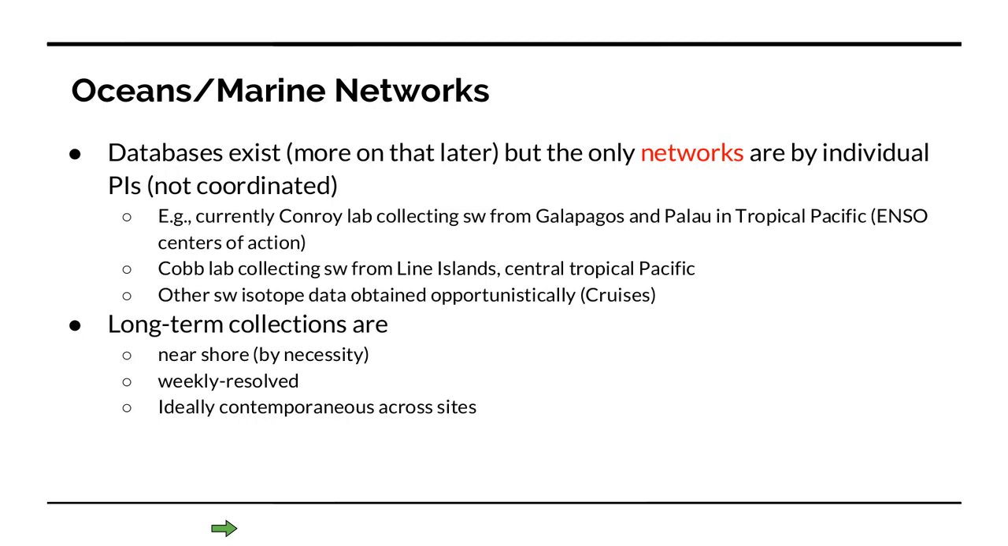And if we do have these collections, the ideal way to do them, thinking about this, would be to have contemporaneous sampling across multiple sites, so we can again be able to understand and observe that spatial variability. So we want observations from both, for example, the Western Pacific and the Eastern Pacific in the same month and in the same weeks, ideally, to characterize the progression of an El Nino event and how that manifests in the isotopic composition of seawater.